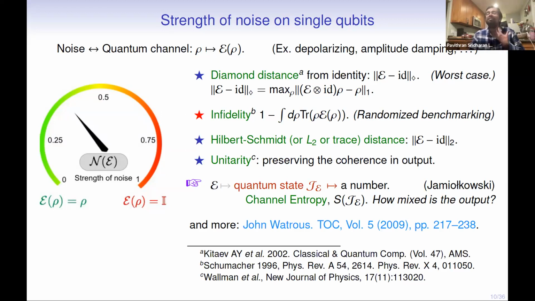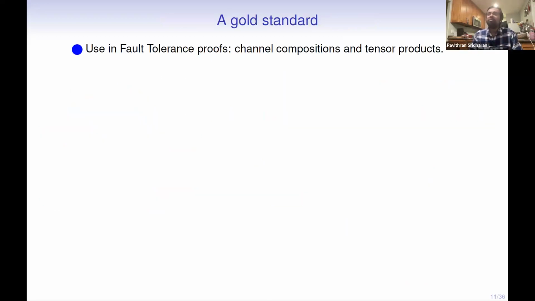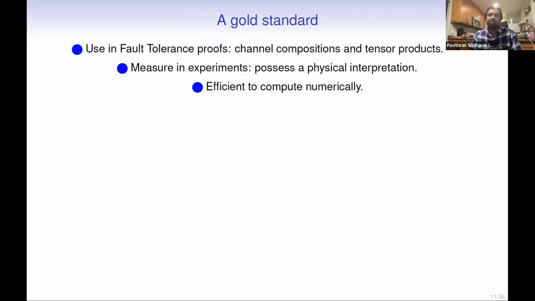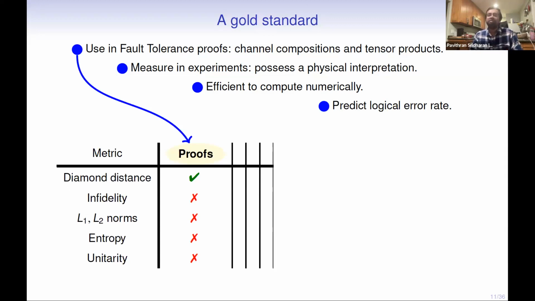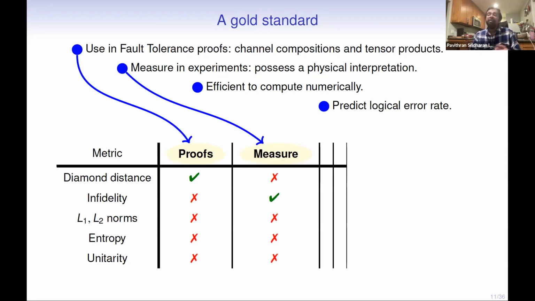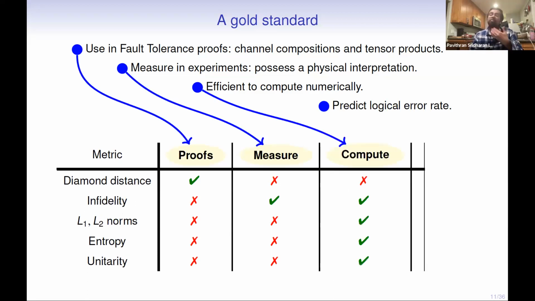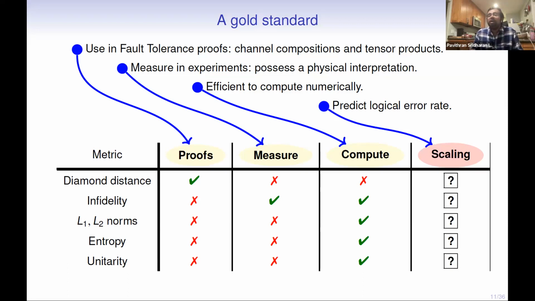What we want to answer is, does any of these have the quality we are looking for, which is, can they predict the logical error in a quantum error correction scheme? So just to put it in perspective, here are the desirable qualities we need. We want to be able to use it in fault tolerance proofs. We want to measure it in experiments, efficiently compute it numerically, and we want it to predict the logical error rate. Well, it turns out diamond distance has the first property. It's the only one that does. Fidelity is the only one that has the second property. All of them can, but the diamond distance can be fortunately computed efficiently. But we don't know if any of them have the property we are looking for, which is, can they predict the logical error? So let's go ahead and test this property first.